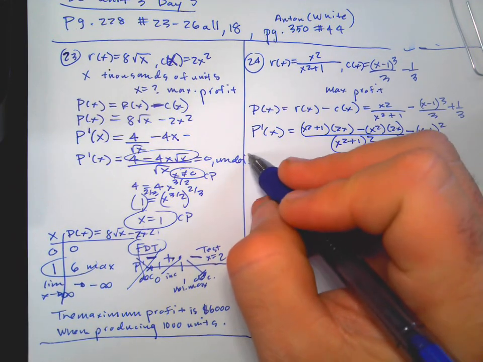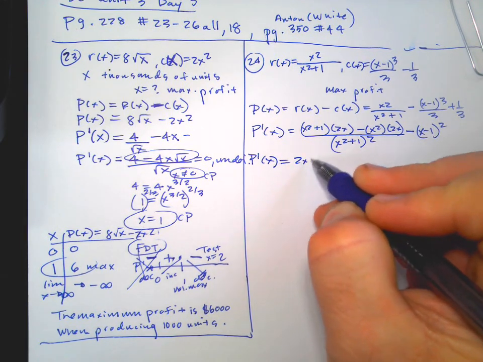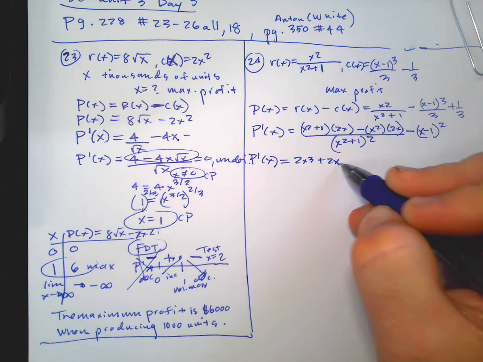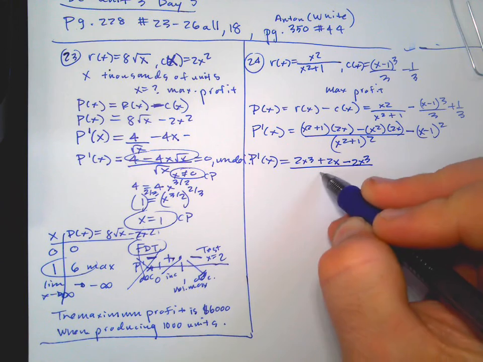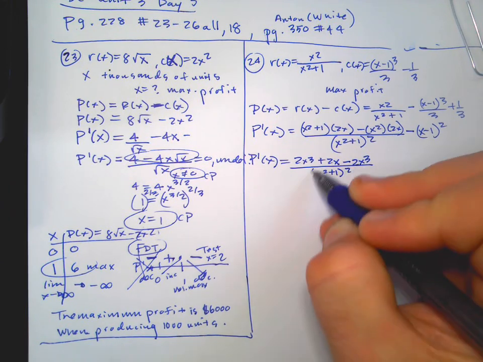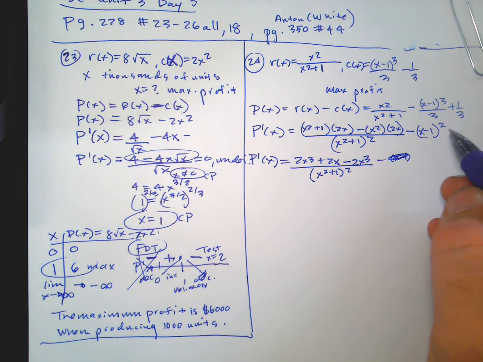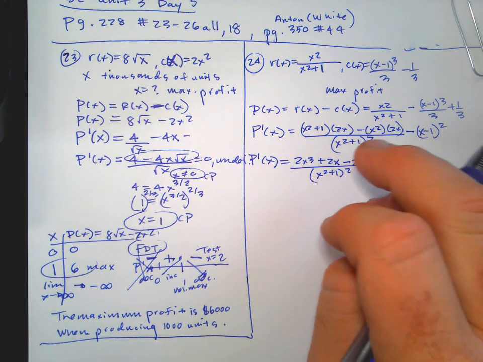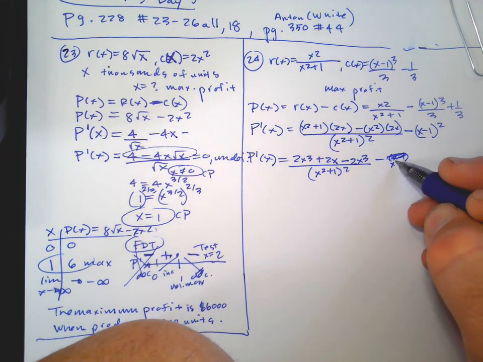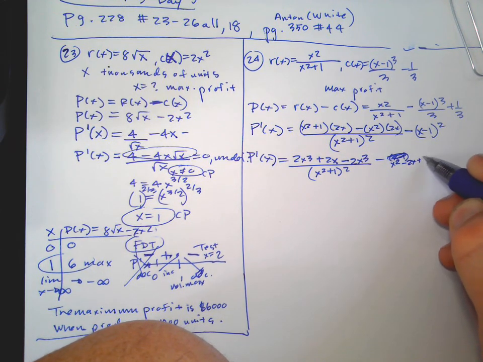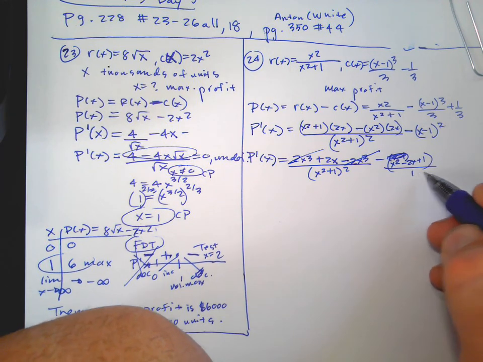So we should probably try and clean this up. This one's pretty ugly. So 2x cubed plus 2x minus 2x cubed. I mean, let's see what I did here. Yeah, this is x squared minus 2x plus 1. Now these cancel, and then we could give these all a least common denominator.